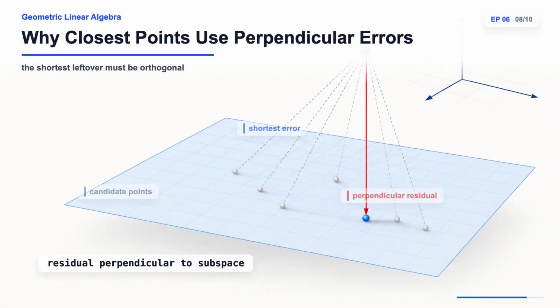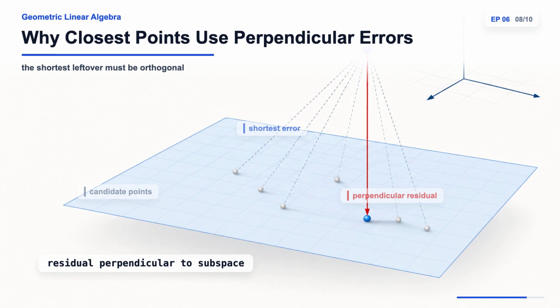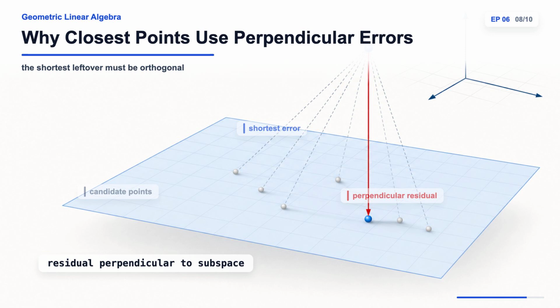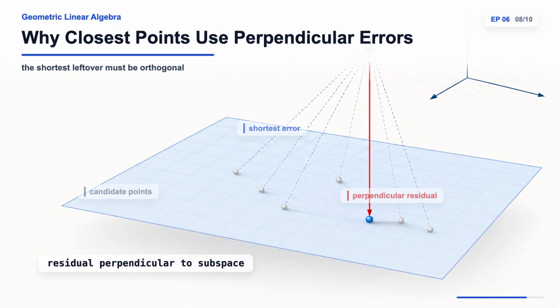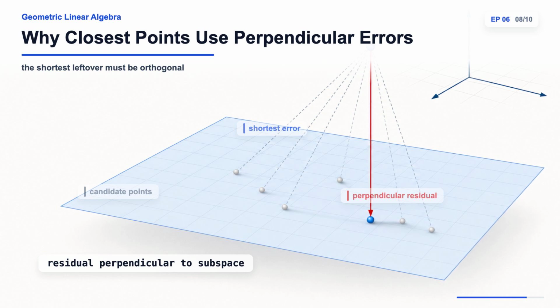Here is the key closest point idea. Suppose a target point sits outside a subspace. If you choose a point in the subspace that is not directly underneath the target, you can still slide inside the subspace and get closer. Only when the leftover error is perpendicular to the subspace can no sideways slide improve it. That is why closest point problems always end with an orthogonality condition. The best approximation leaves an error that the subspace cannot explain.